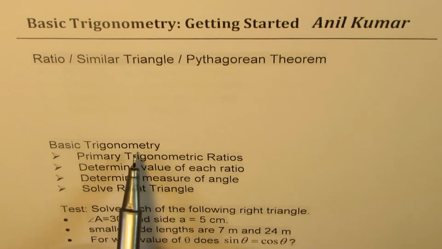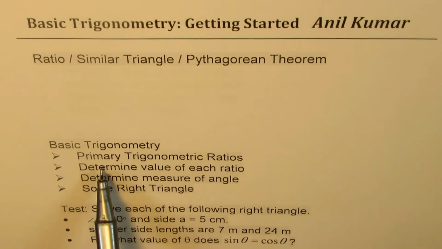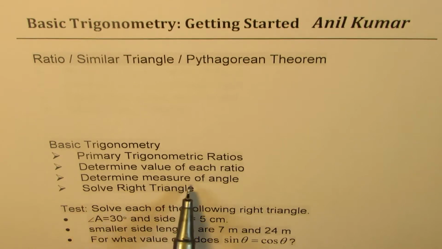Then in basic trigonometry, we'll see primary trigonometric ratios. We'll determine the value of each ratio. We'll try to find the measure of angles in a right triangle. In a way, we'll solve a right triangle. So that is what we are going to do with a few examples. And then at the end, we'll have a small test where we are going to answer these three questions.